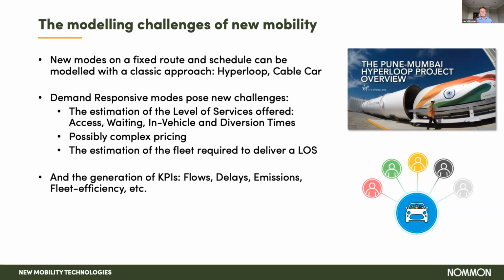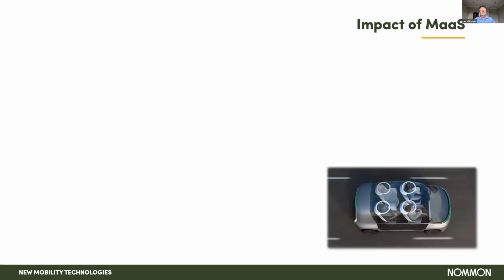So there is a new interaction modeling the supply of these services, which we've never done before, and it's very challenging. When I say we've never done before, obviously there are examples in which this has been done, and I will show you one of them. But in more generic terms, we haven't done it. And finally, we need to generate some new key performance indicators, not just the flows and delays, but the emissions, the fleet efficiency usage that you're getting, how better off or worse off is the city or different sections of the community within a city, by gender, by socioeconomic group, and so on.